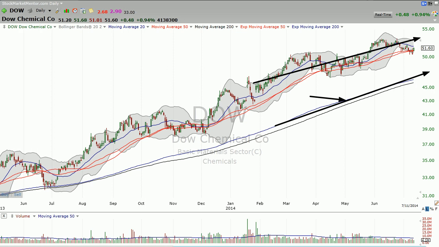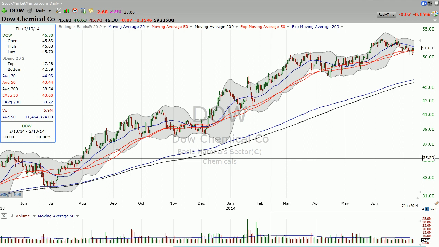But if you've got a stock that's just kind of chopping around like this, but generally trending higher, you're going to see the exponential moving average on top for the longer term moving averages. On the shorter moving averages, you're going to see it chopping around every which way.